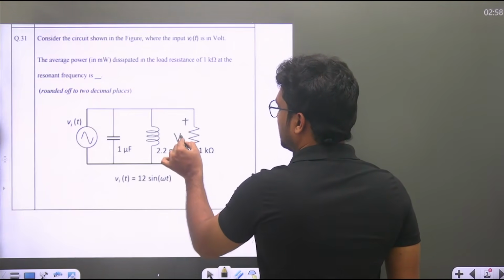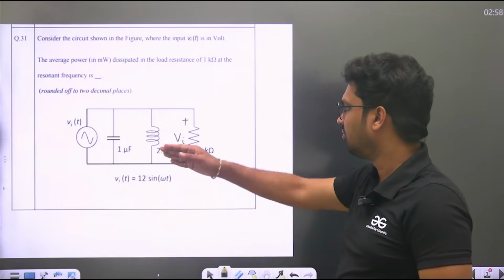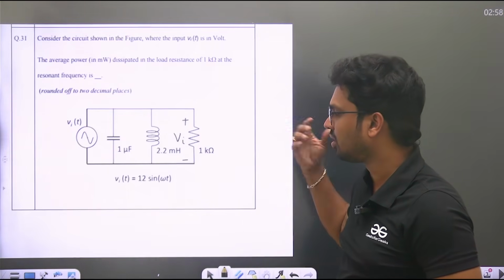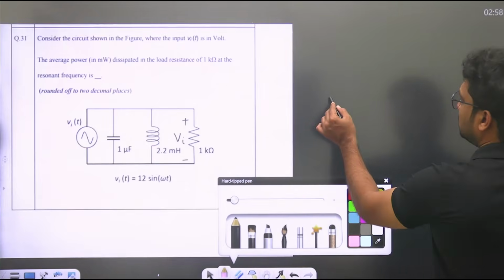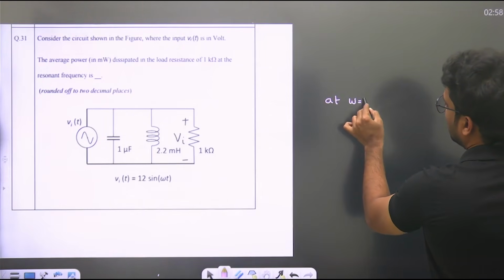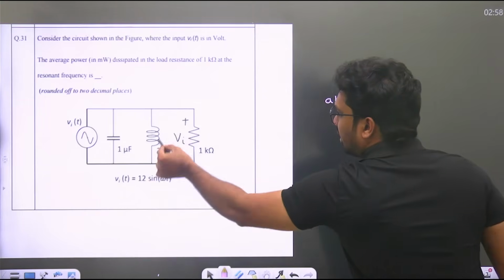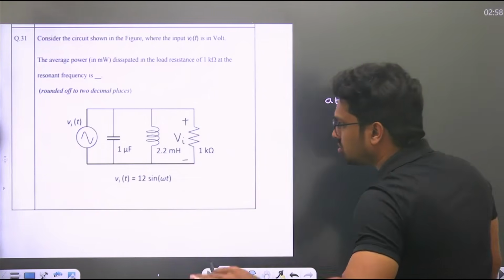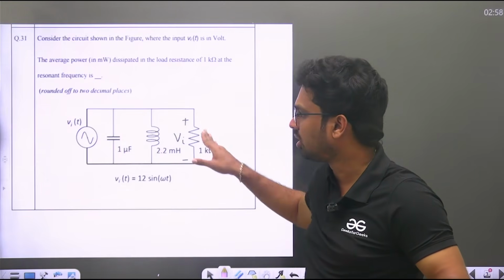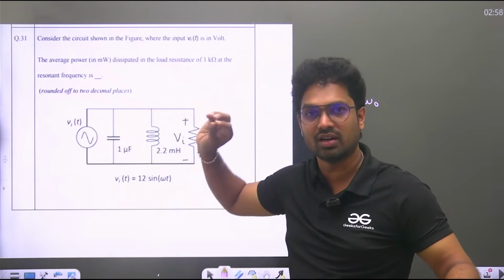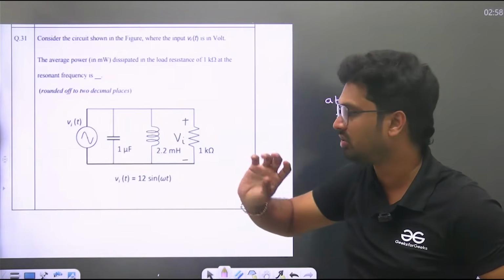Average power will be dissipated by the resistive part only. Right? Watts means resistive power only. When you know Vi here, it is Vi square by R. Because he said it is resonance, at omega equal to omega naught, your Z equals R, or you can see this part will act like an open circuit. Generally, it is useful if a current source is given, so that you can find the total current. But because it is a voltage source, whether it is resonance or not, the voltage across the parallel branch has to be the same, so the power will remain the same.